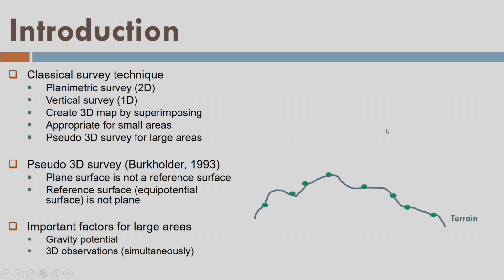We have already criticized the classical survey technique, but in this classical survey technique there are some aspects that we should first understand in order to modify our concepts. What we did in case of classical survey, we did first the planimetric survey, that is what we call two-dimensional survey, and we created a map showing the XY position of different points on the surface of earth.